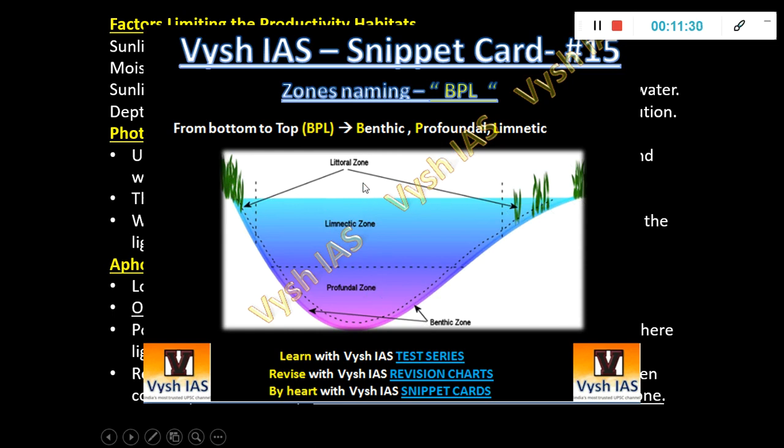So BPL, if you study from bottom to top, the order is by hearted. So just for by hearting, but the definition of what is benthic, what is profundal, what is limnetic, it will not be there in the snippet card. So snippet card is for your ultimate by hearting.